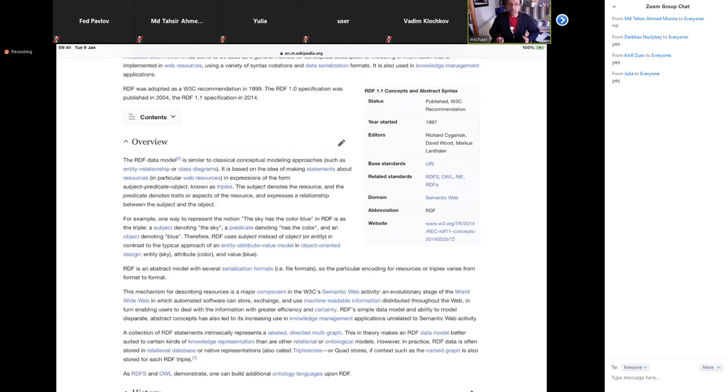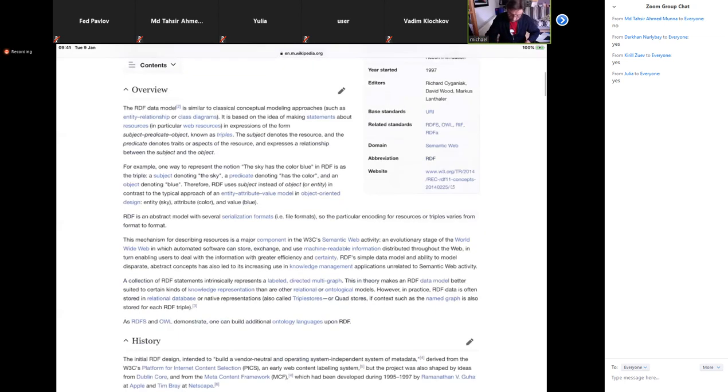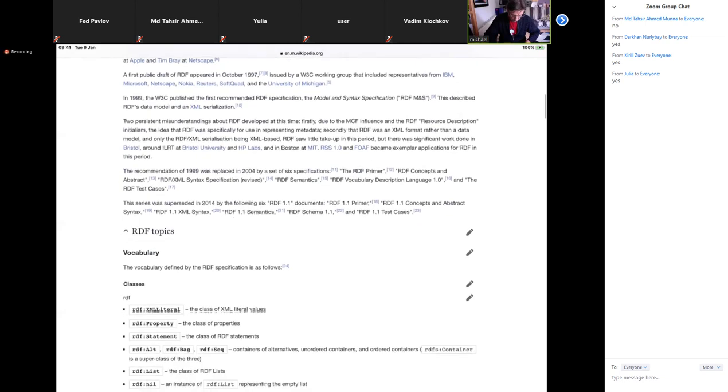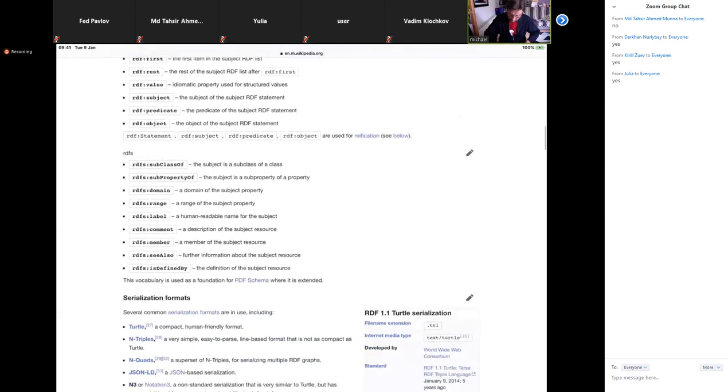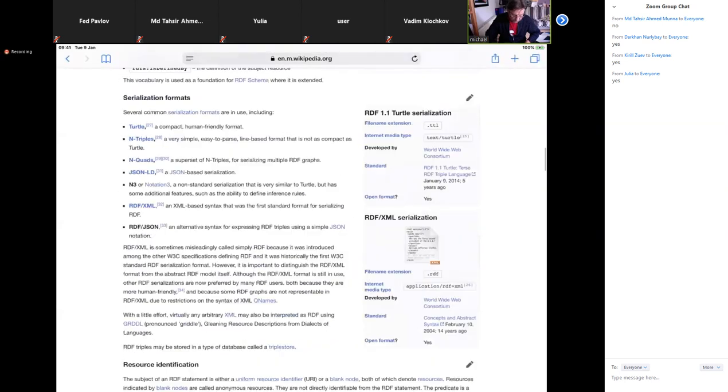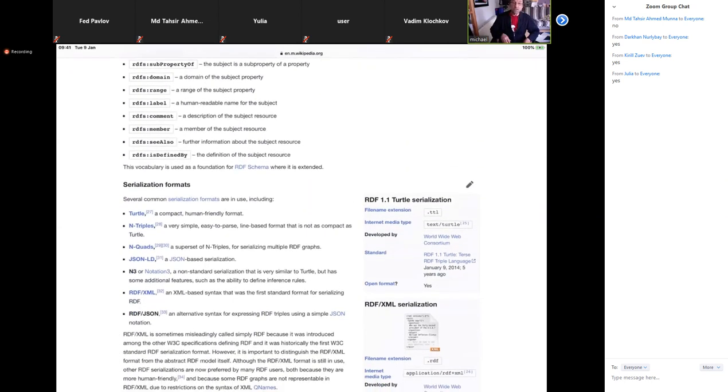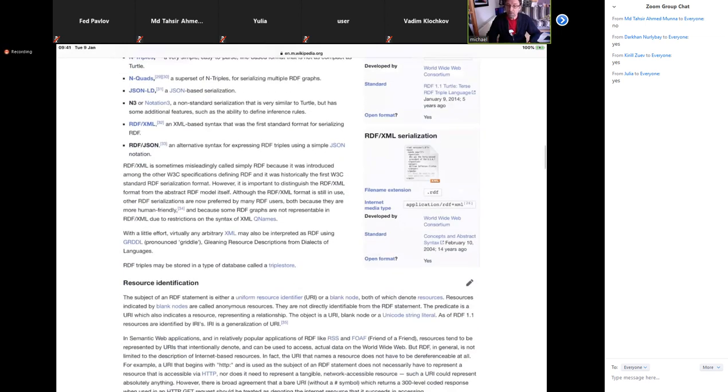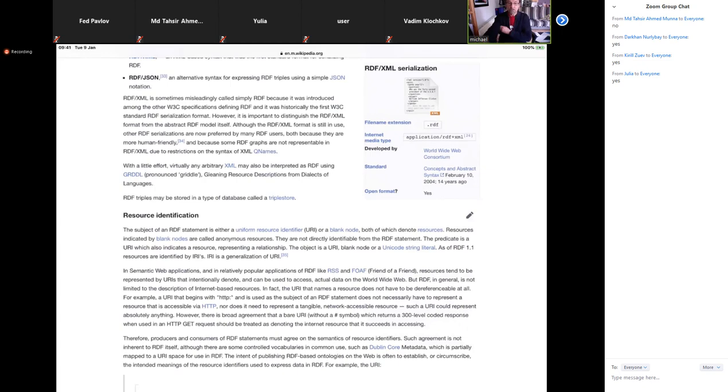Well, I don't want to go through the whole page. I wanted to use one example. Where is it? Oh yeah, so it says that there are a few serialization formats. At the bottom, you see RDF XML. This is what we saw last time. And today we are going to look at the first one, the Turtle language, a human-friendly format. But first we have to finish the definitions of RDF and RDF schema.